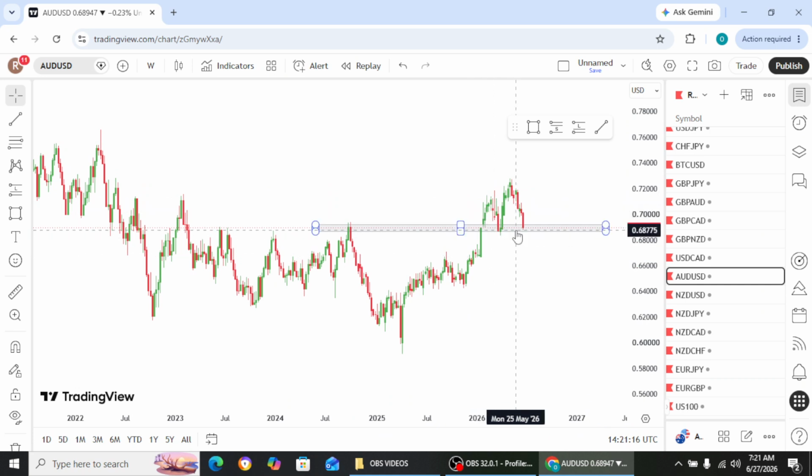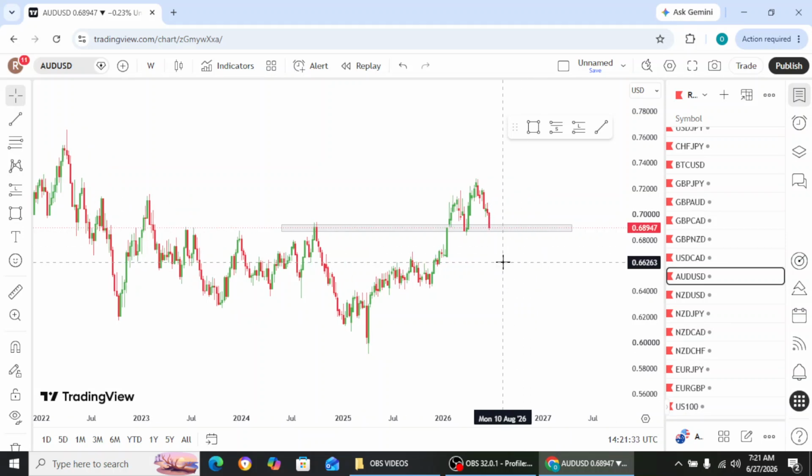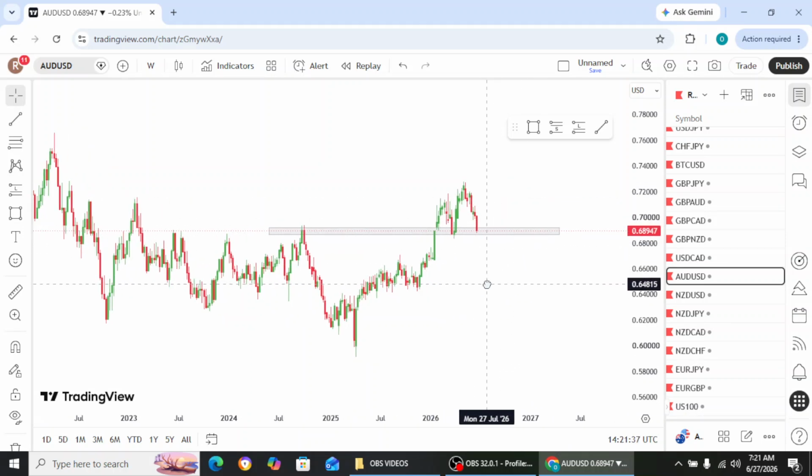But there's something you need to see here. The market broke out, retested, and gave you a move, and the market is coming back to that structure. So the possibility that this structure will hold is not guaranteed. So that is why at this level, you should be looking for selling opportunities below this level and buying opportunities above this level.